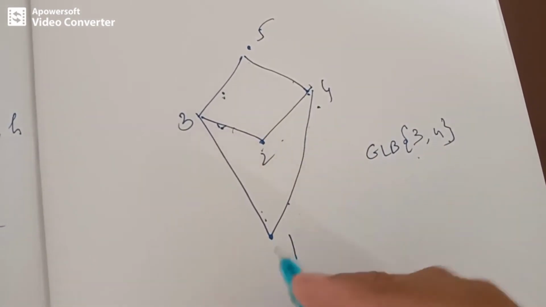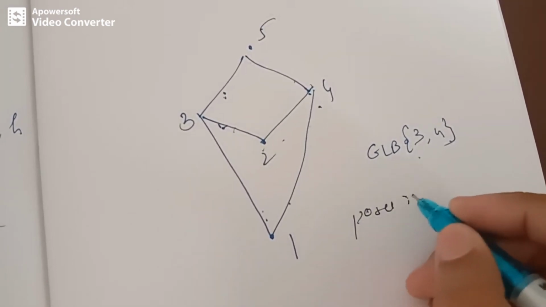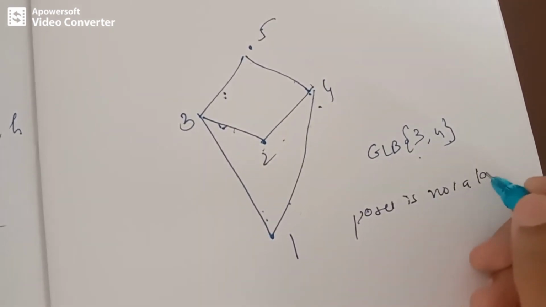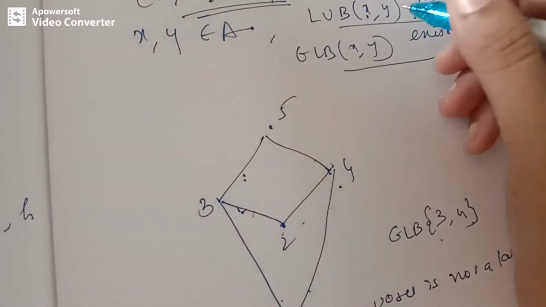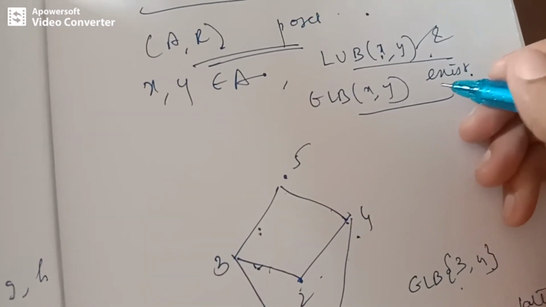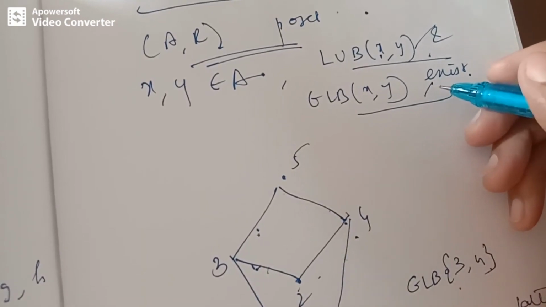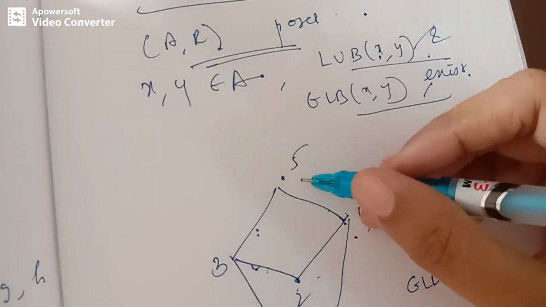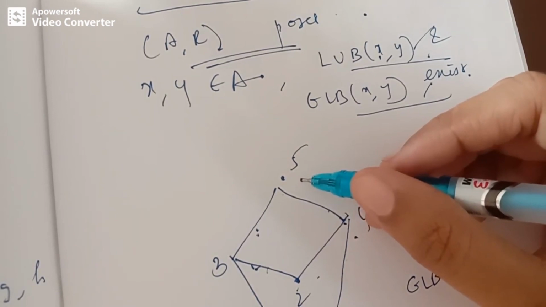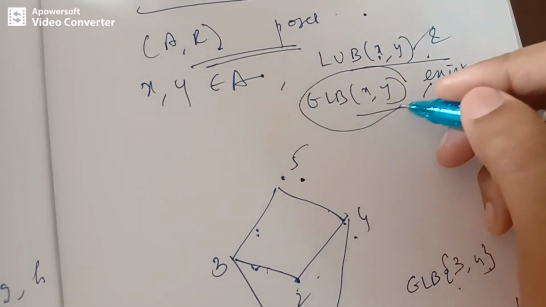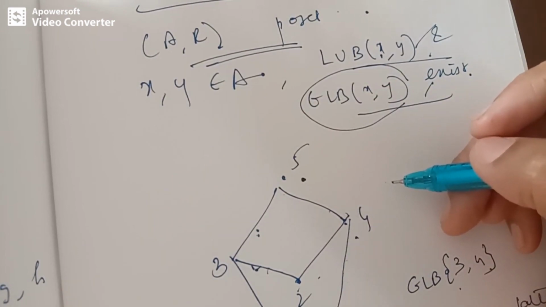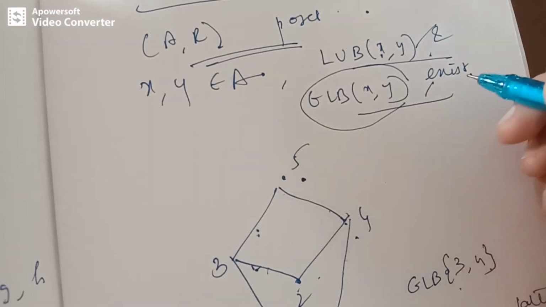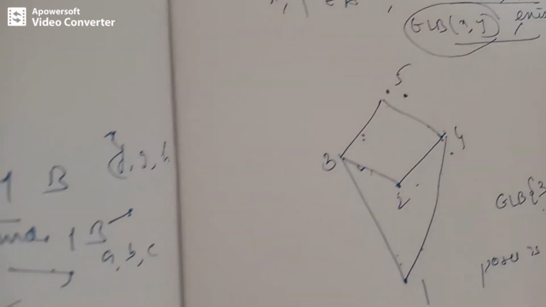Therefore, this poset is not a lattice. In order to prove that it is a lattice, both the properties should be satisfied. That is the least upper bound. The least upper bound we have over here, right? Because 3 and 4 are related to 5. But the greatest lower bound is not possible in this case. Right? Greatest lower bound is not possible. Therefore, this poset is not a lattice.